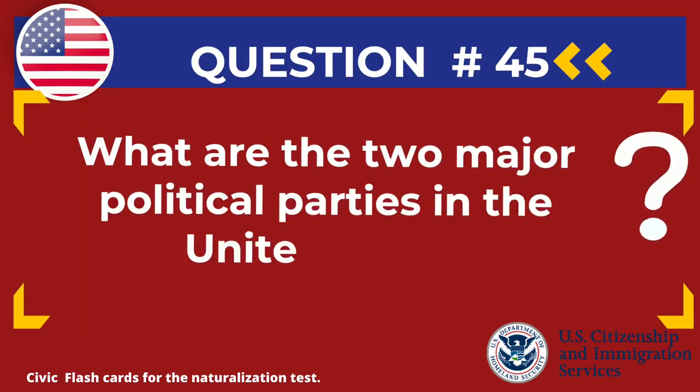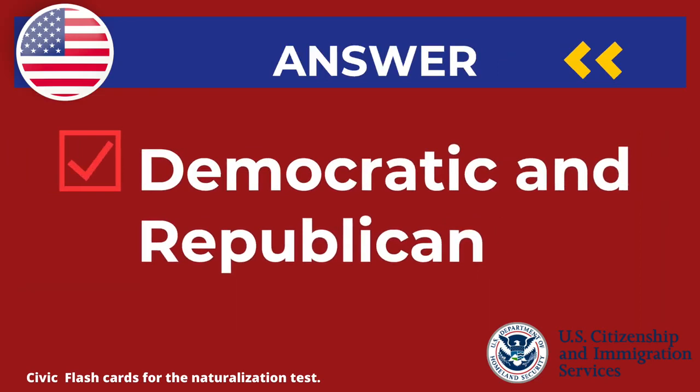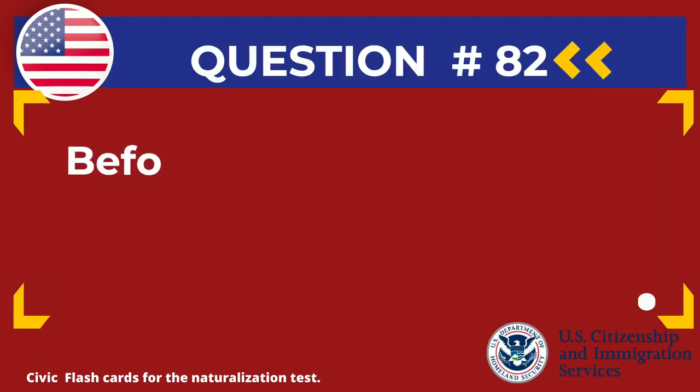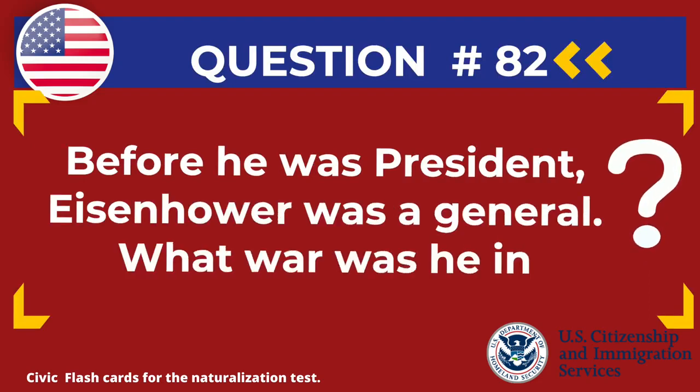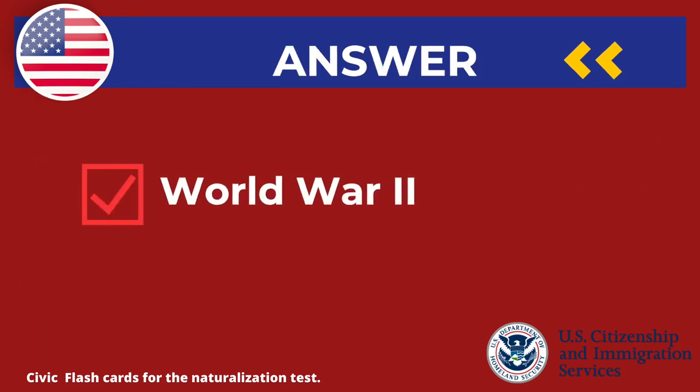What are the two major political parties in the United States? Democratic and Republican. Before he was president, Eisenhower was a general. What war was he in? World War II.